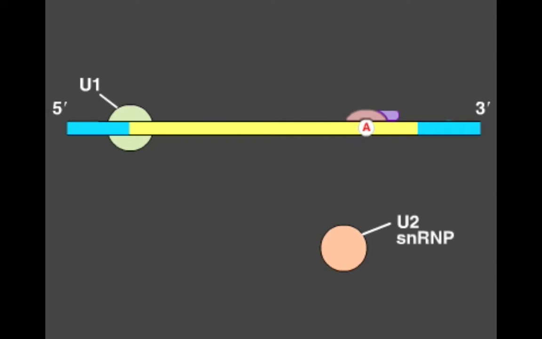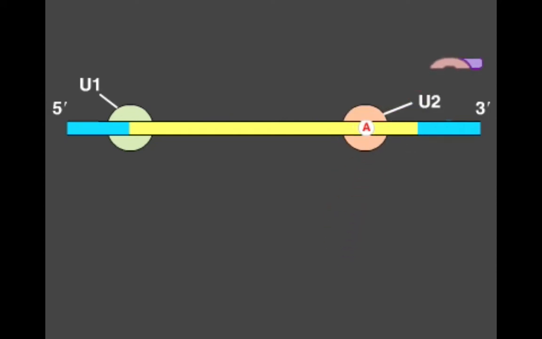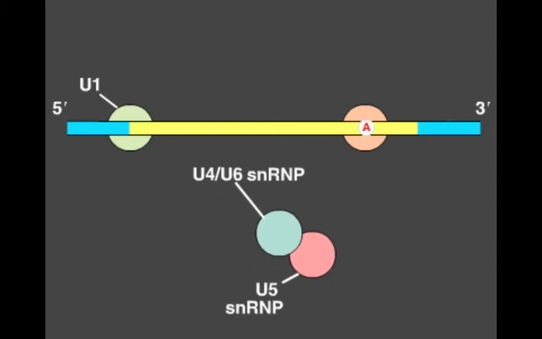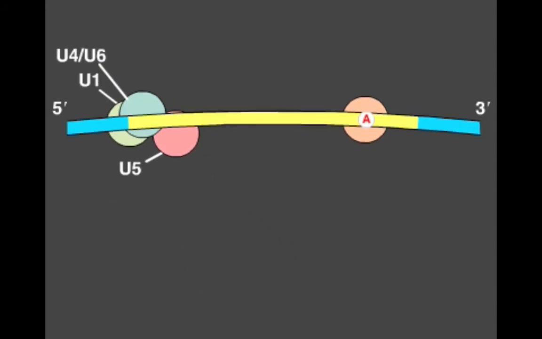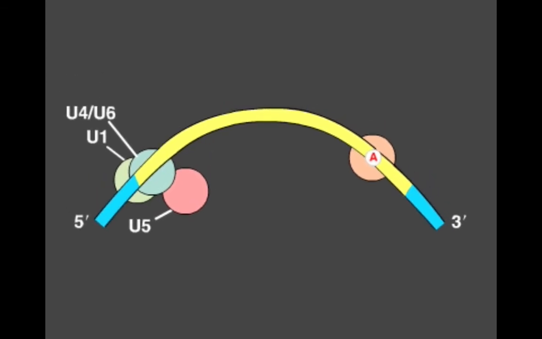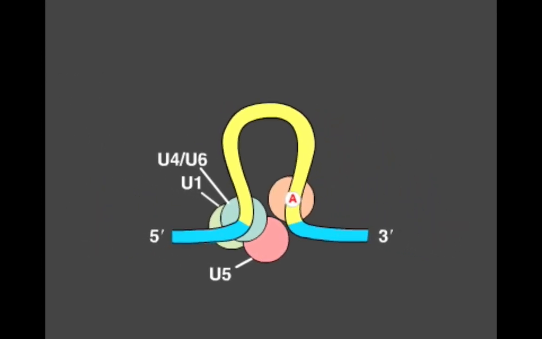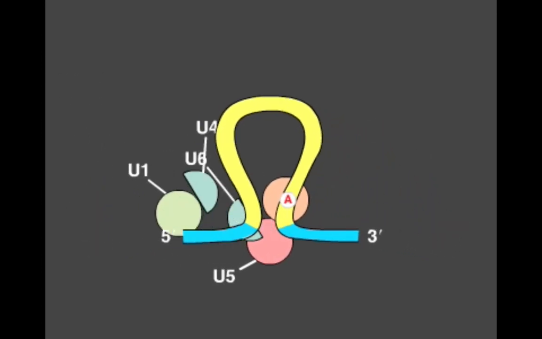Next, another SNRP base pairs with the branch site, displacing the bound proteins. Additional SNRPs now come into play, and several RNA rearrangements occur to break apart the U4-U6 base pairs and allow the U6 SNRP to displace U1 at the 5' splice junction.